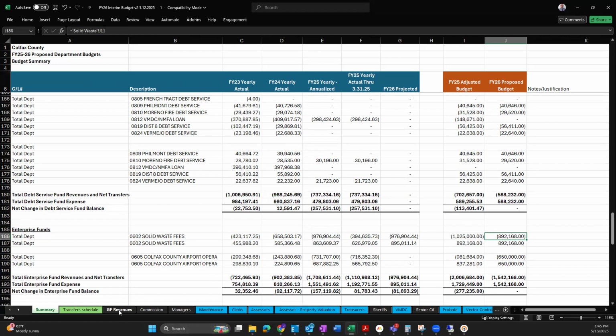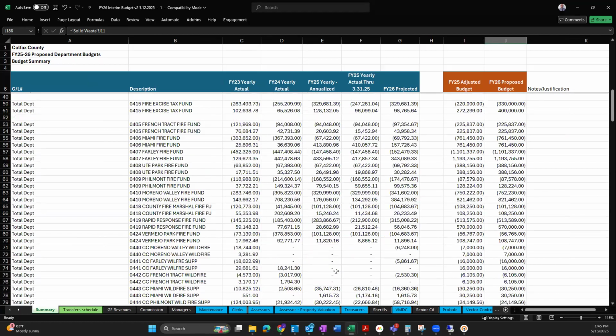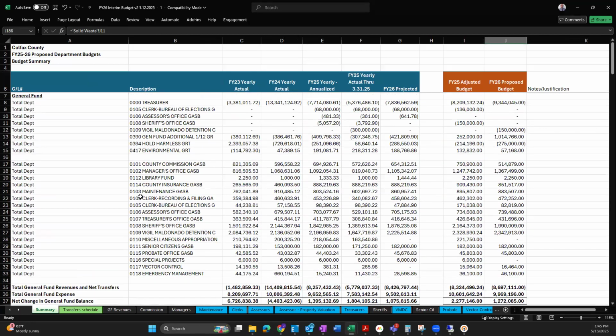We do have the line item detail in each one of these tabs. So if any of the commission members want to take a close look at any particular department, we can go ahead and do that, or I'll stand for any other questions that you might have. Not at this moment.